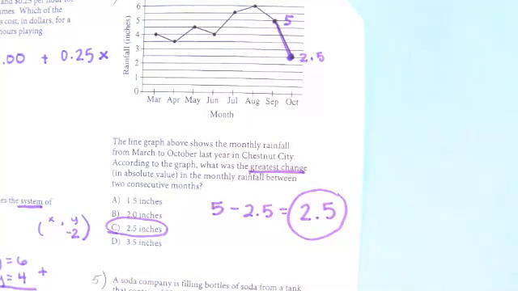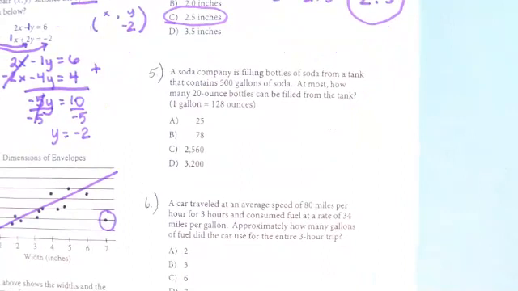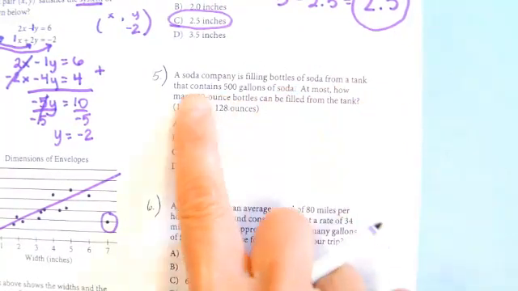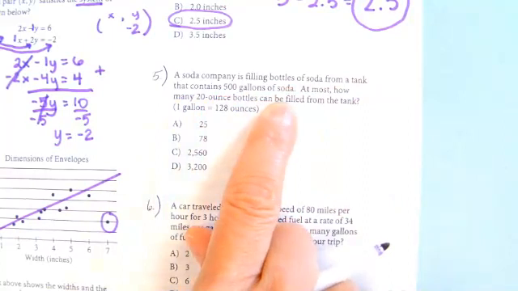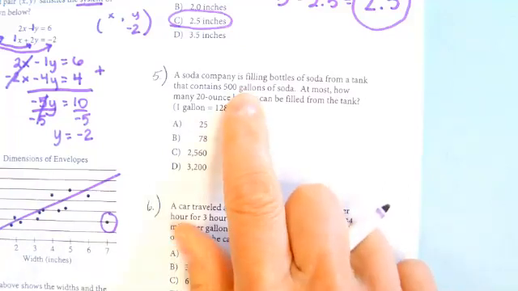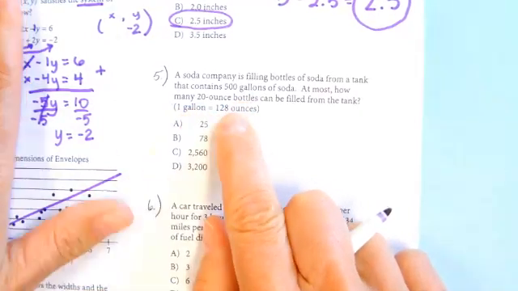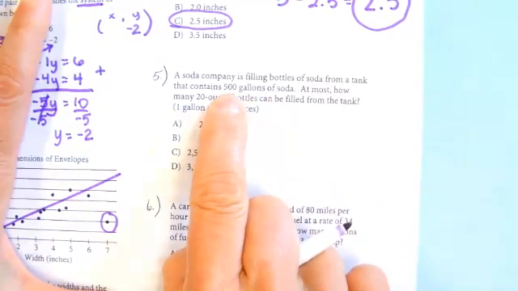Okay, next one. I'm moving along rather quickly, so if you need to pause the video, you can do that at any time. This one, a soda company is filling bottles of soda from a tank that contains 500 gallons of soda. At most, how many 20-ounce bottles can be filled from the tank? And then it tells you in parentheses that 1 gallon is 128 ounces. So imagine that. 500 gallons of soda, that's a lot. But we're going to fill bottles in ounces.